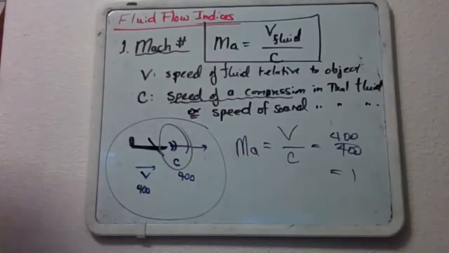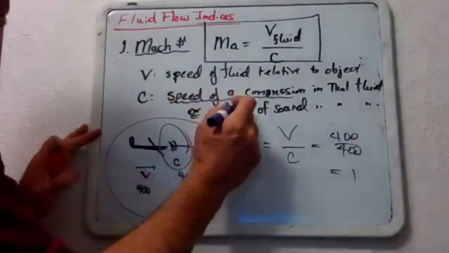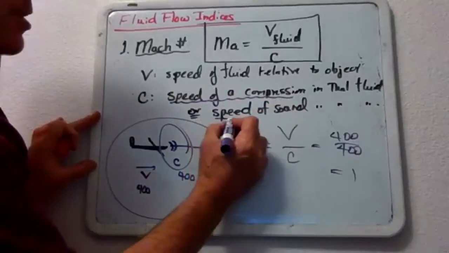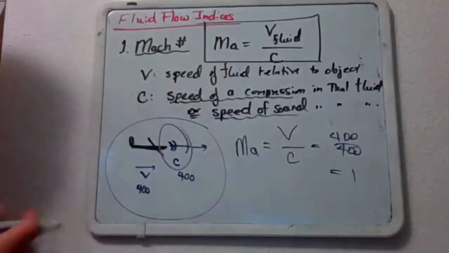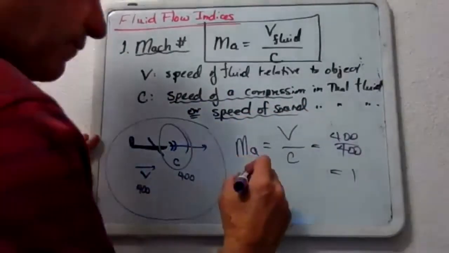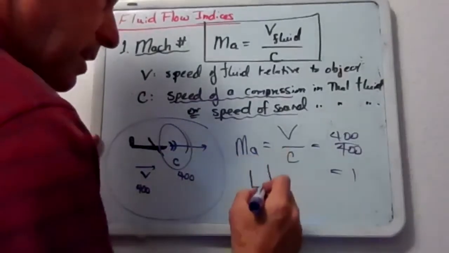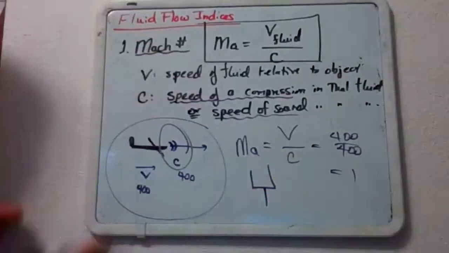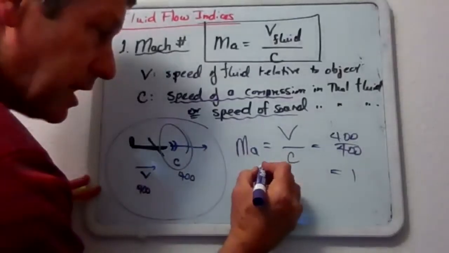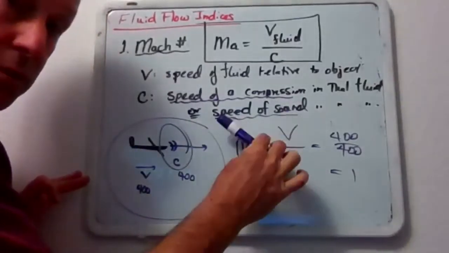All right. What is speed of compression? That's a great way to think about it. The book says speed of sound. Well, sound is basically a series of compressions. If we have some sort of instrument, and I could represent an instrument by a tuning fork, when you hit that tuning fork, this tine right here vibrates back and forth like that.